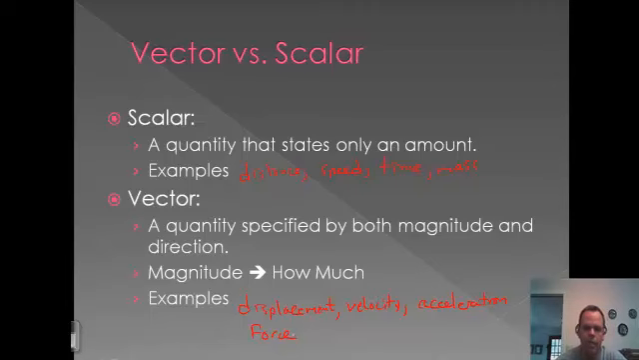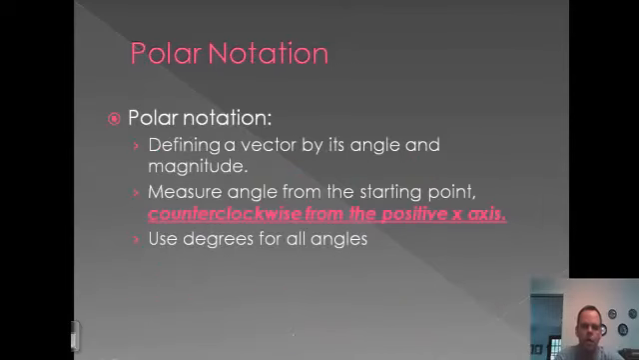So displacement might be the number of meters at what direction. Velocity would be the meters per second at what direction. Acceleration, meters per second squared in a direction. Force, newtons, is the unit for force, in a direction. Now, how we go about specifying that direction depends on which type of notation we are using. There are two types of notation for vectors. One is known as polar notation, and one is known as rectangular notation.